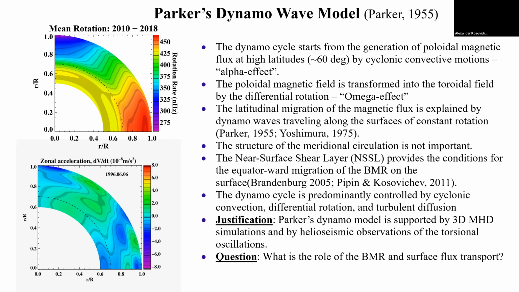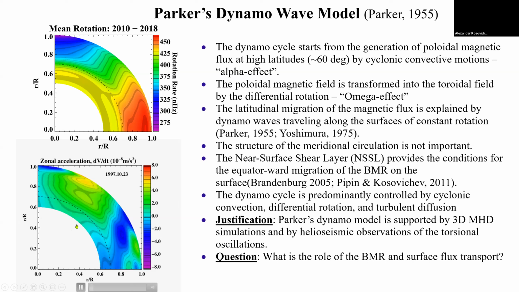So the justification is that this dynamo model is supported by 3D MHD simulations. And all simulations show that Parker's model is valid. It is also supported by helioseismic observations of torsional oscillations. And these are the big structures that Todd mentioned that we can see by helioseismology, and they tell us about the dynamo and emergent flux.